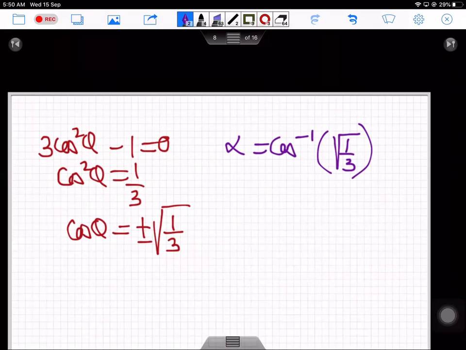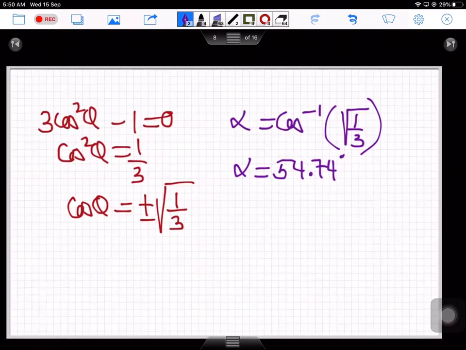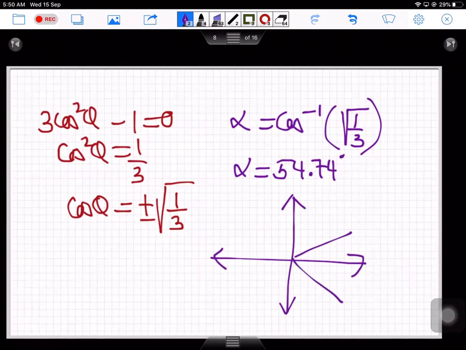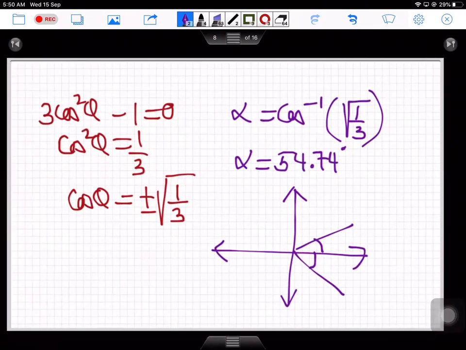Let me convert my calculator to degree mode. So cos inverse under root of 1 over 3 is basically 54.74 degrees. Alpha is equal to 54.74 degrees. First of all, we are considering the positive value of cos theta. Since you know that cos theta is positive in the first quadrant and the fourth quadrant, and this basic angle alpha always lies between the slant line and the horizontal axis, in whichever quadrant your angles are supposed to be formed. So the basic angle always lies between the slant line and the horizontal axis.